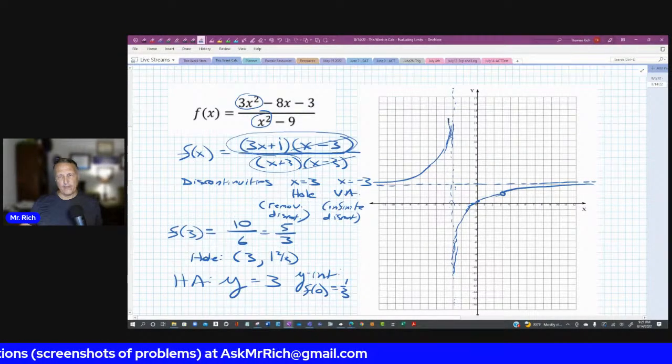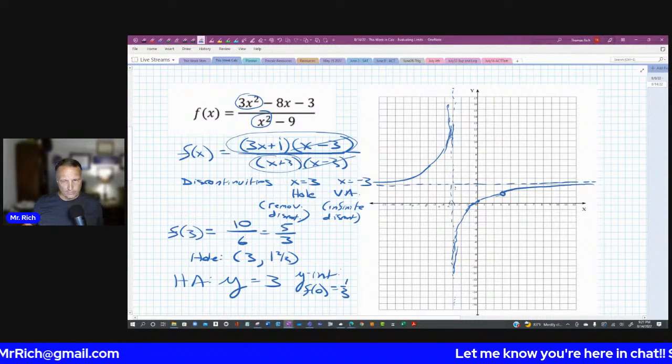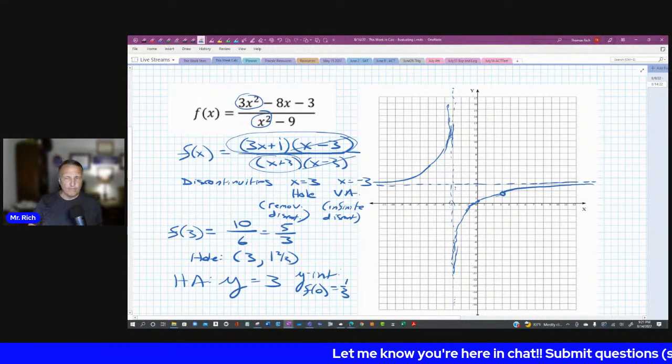Okay, it has to be in that upper left quadrant, because if it wasn't in that upper left quadrant, there would have been another x-intercept to the left of that vertical asymptote.